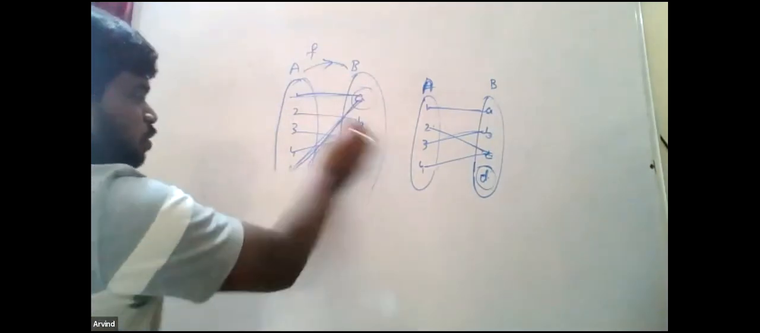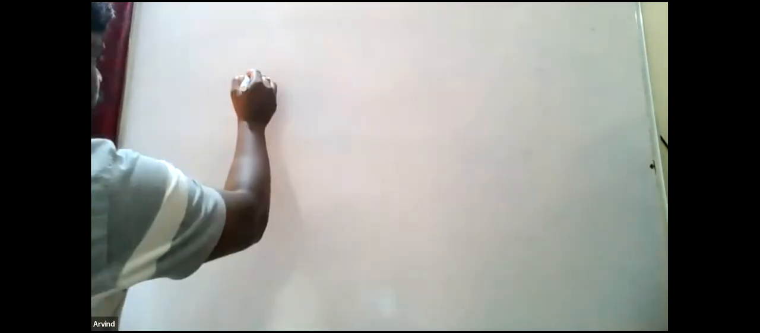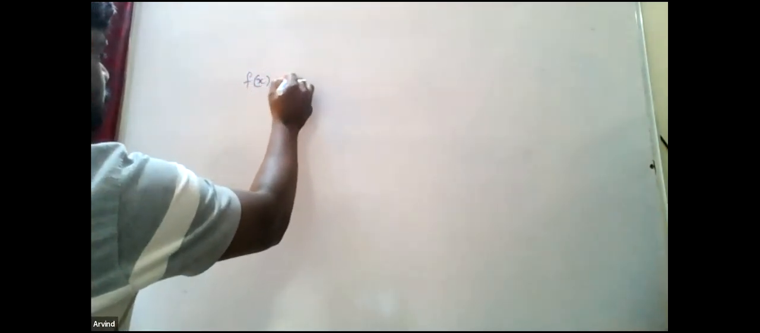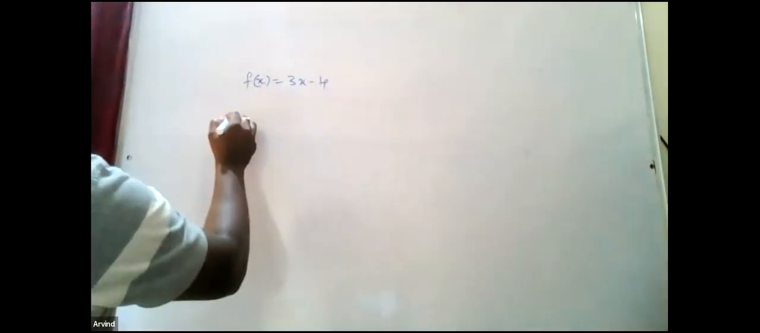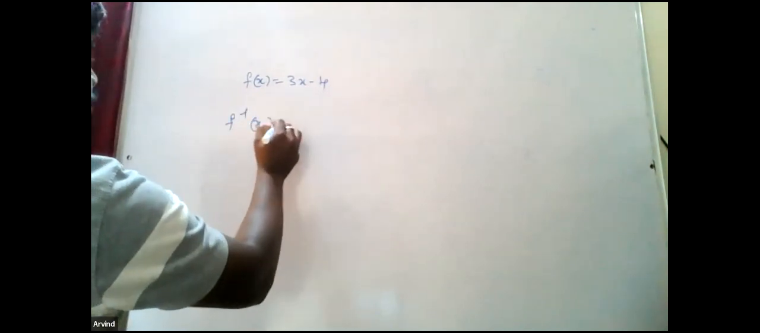Why should it be 1-1 and onto? So if it is only 1-1 and onto, then you can define an inverse function. Otherwise you can't define an inverse function. Okay, now the question is f of x equals 3x minus 4. You have to find f inverse of x.